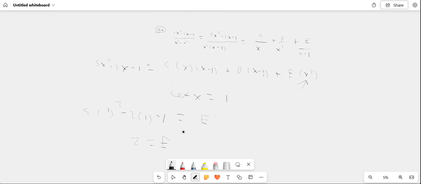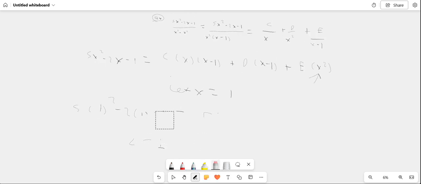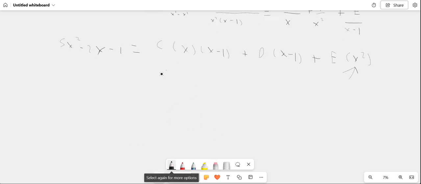Next one. Since we used up 1 and we used up 0, let's just use 2. Again, you can use any number you want, to make it an easy number, a number that makes sense. Or you can use minus 1 if you want. But let x equal 2.